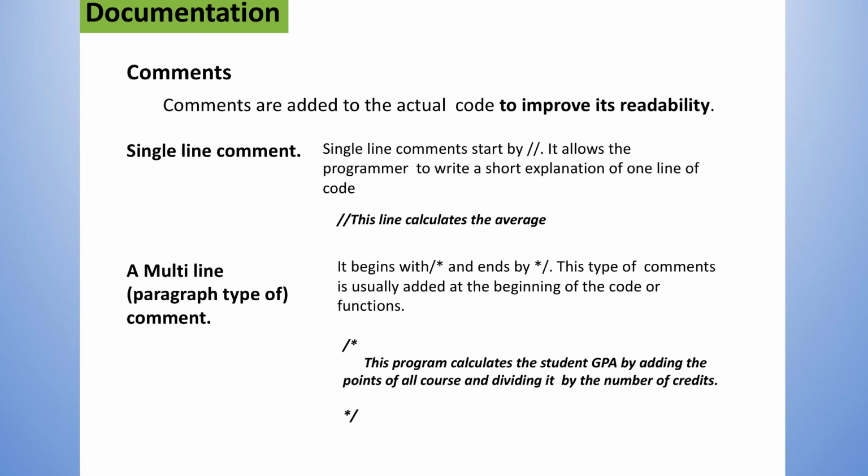This one says, okay, this program calculates the student GPA by adding the points of all courses and dividing it by the number of credits. That's just a description. If it is inside code, the compiler will understand this is only for the programmer to read.